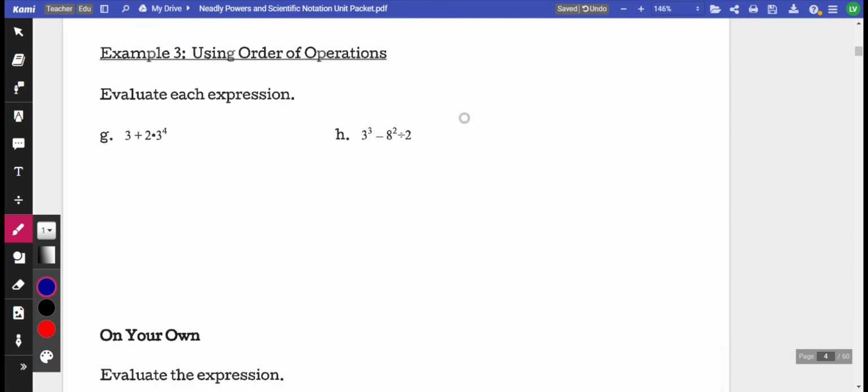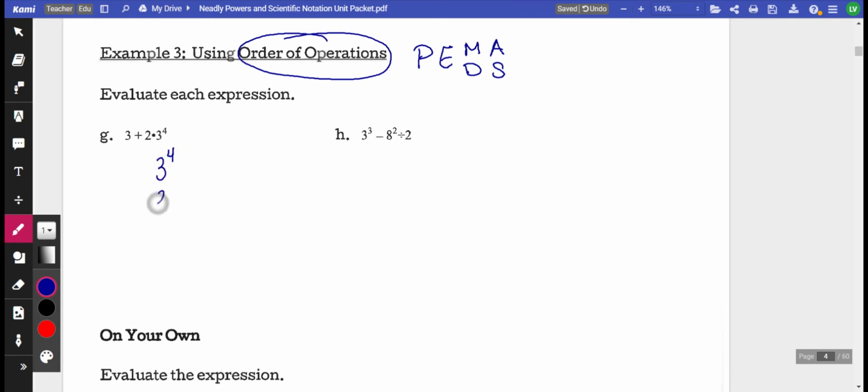Example 3, using order of operations. Evaluate each expression. All right, so order of operations is parentheses, exponents, multiplication or division, whichever comes first, addition or subtraction, whichever comes first. So for letter G, we have 3 plus 2 times the quantity 3 to the 4th power. So I'm going to start with my exponents. 3 to the 4th power. That becomes 3 times 3 times 3 times 3.